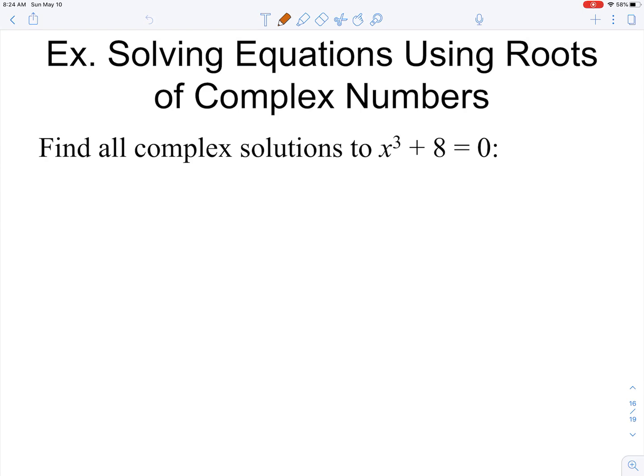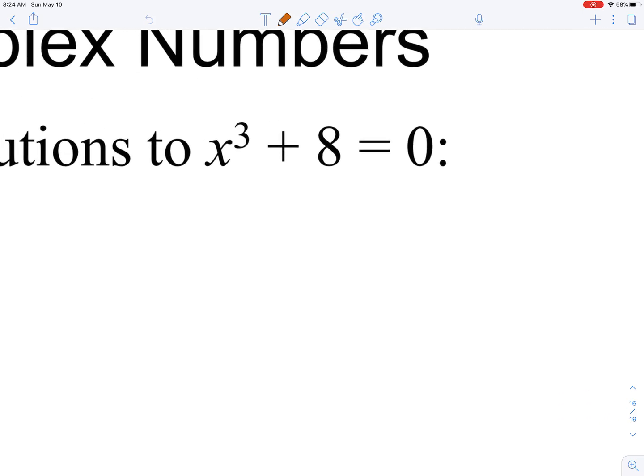Two examples to section 7.4, and we are going to be using the nth root theorem to solve some equations over the complex numbers. Now, looking at this equation, x cubed plus 8 equals 0, from way back when in chapter 2, you guys actually know how to factor this over the complex numbers and come up with all of the complex solutions.